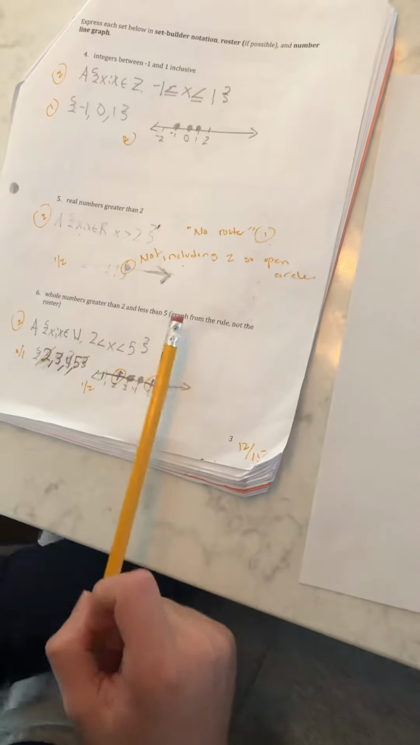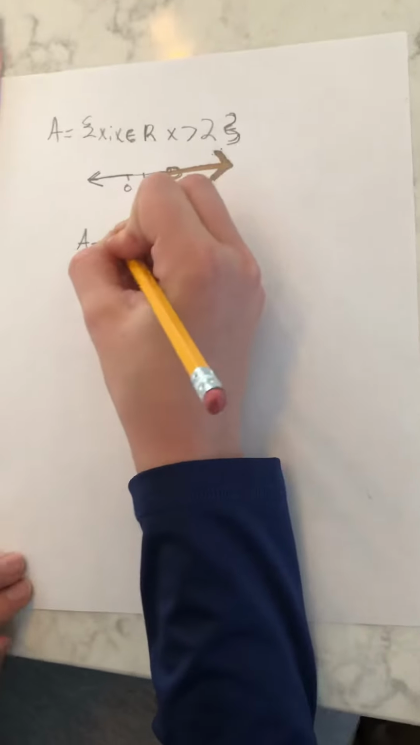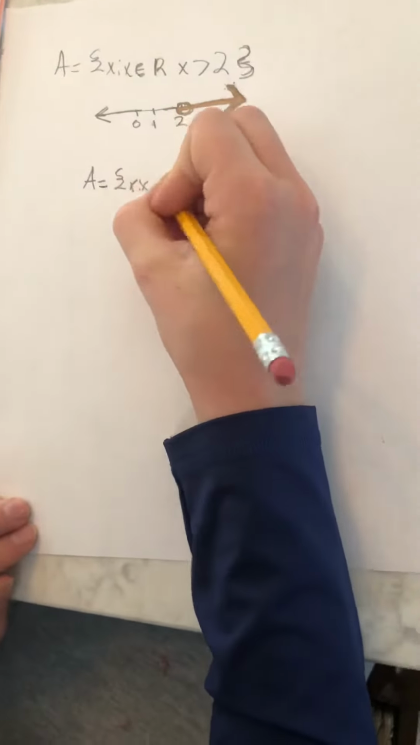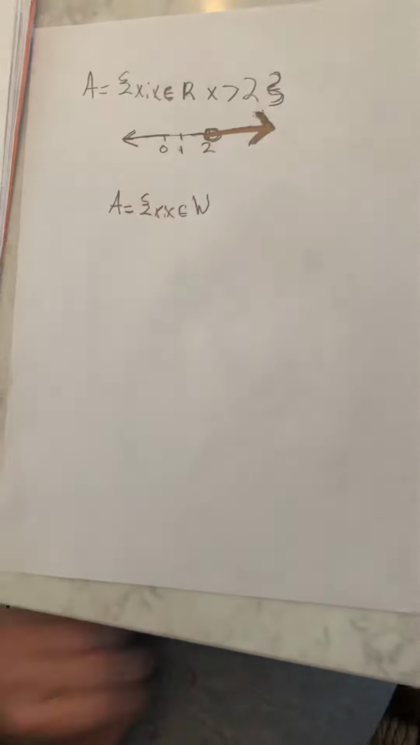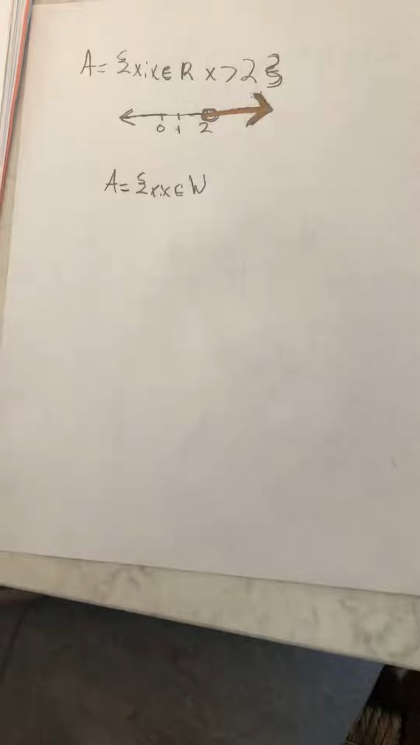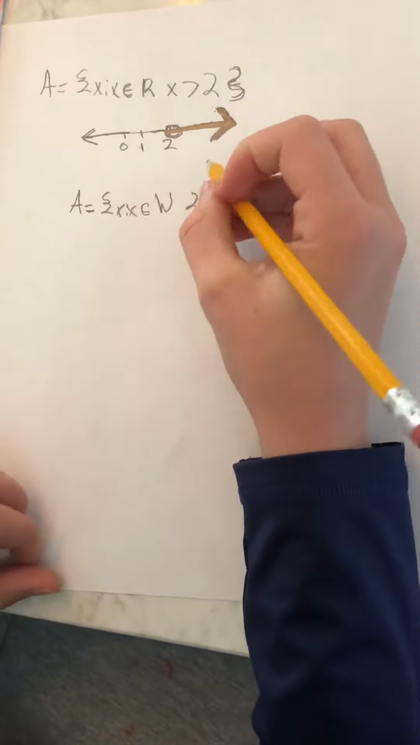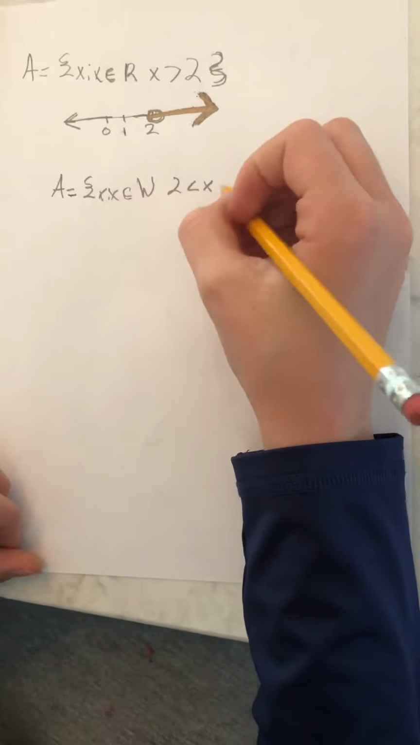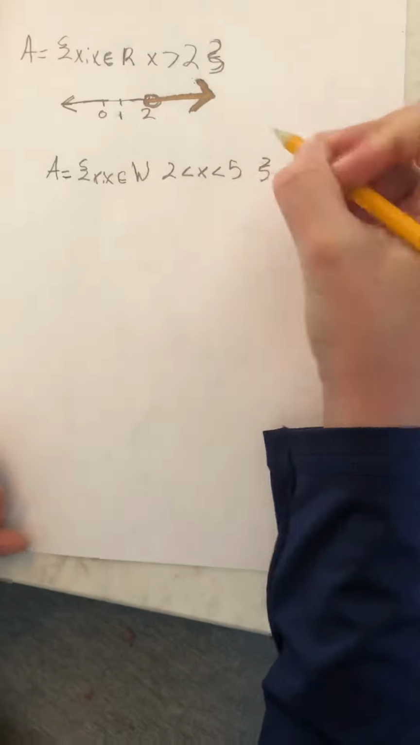Okay, then we have whole numbers greater than 2 and less than 5. Graph from the rule, not the roster. So we would do whole numbers, A equals {x such that x is an element of whole numbers}, so that's 0, 1, 2, 3, 4, 5, etc. So that would be 2 is less than x, and x is less than 5, then brackets.